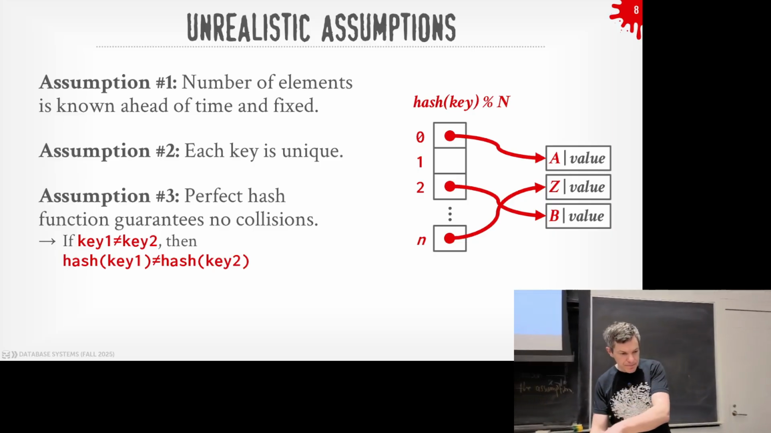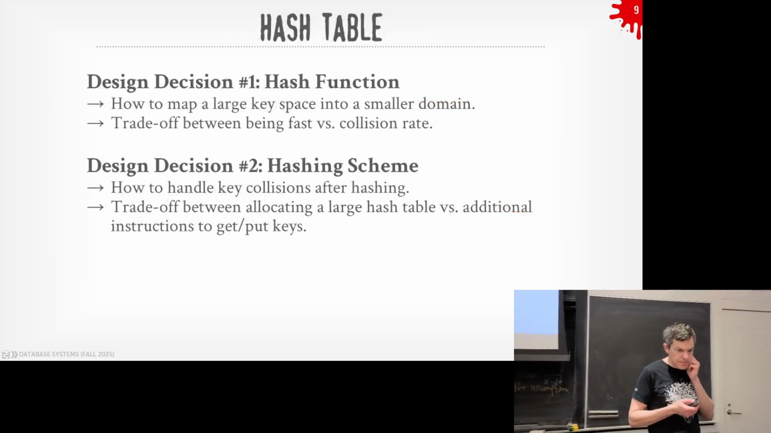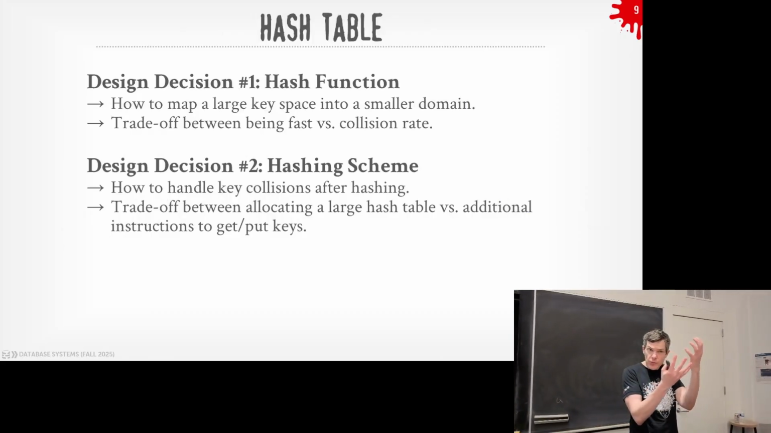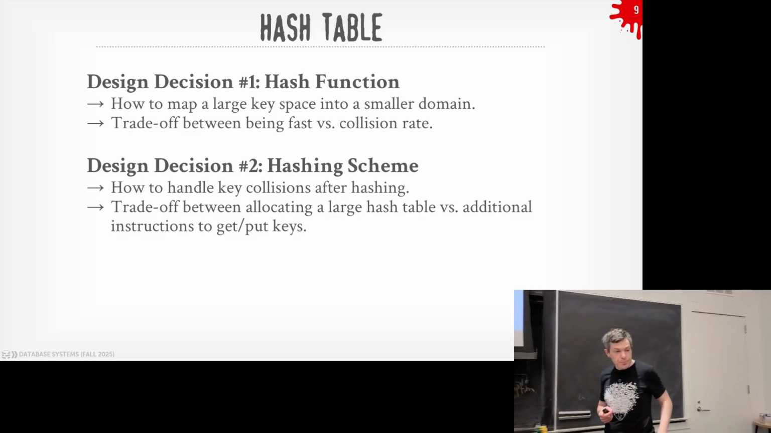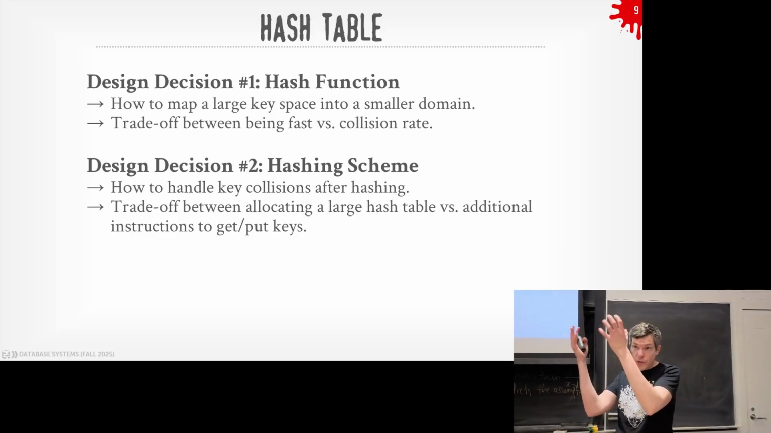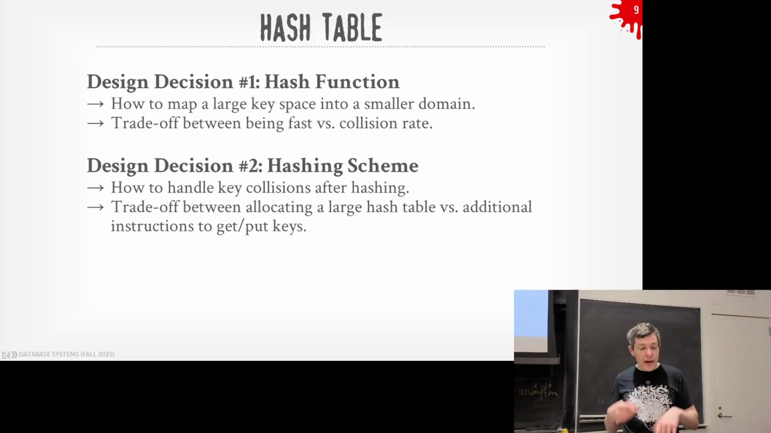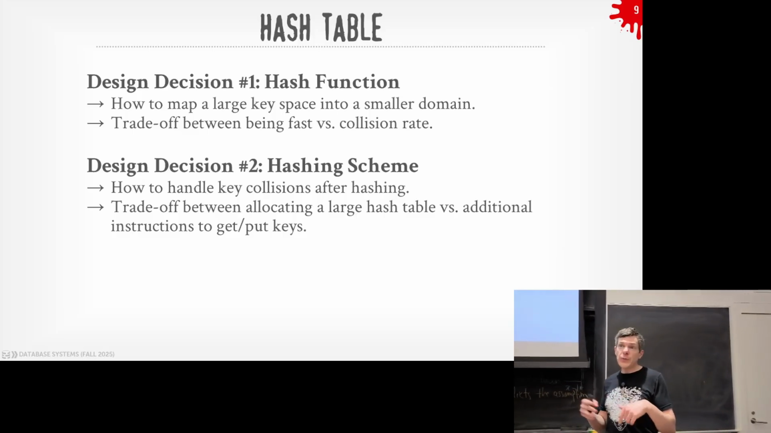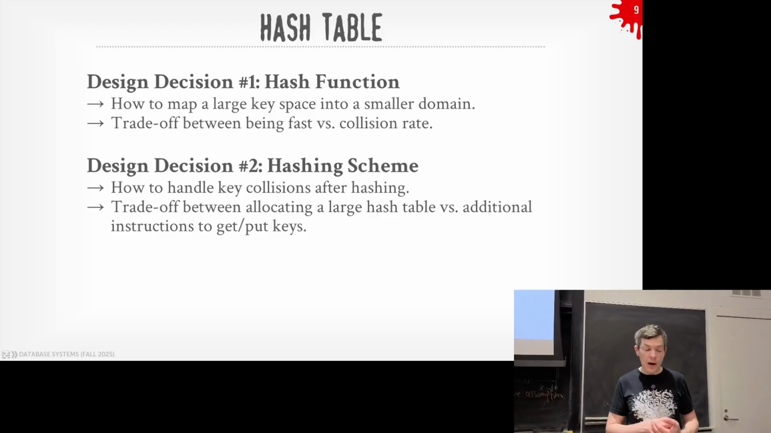Okay. So at its core, what is a hash table? Most people think it's the actual data structure itself, but it's actually a combination of things. The first is the hash function we're going to use to take the arbitrary key space and map it to a smaller domain. And we'll see in a second, there'll be this trade-off between how fast we want our hash function to be versus how many collisions I could potentially have.